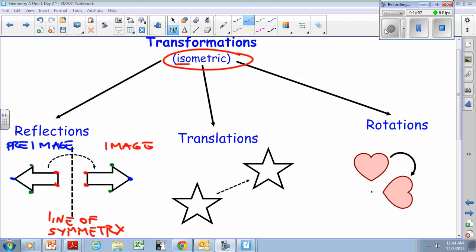As a matter of fact, let me put pre and then put a line through it so you can see what I mean. You start with the pre-image, you end with the image.